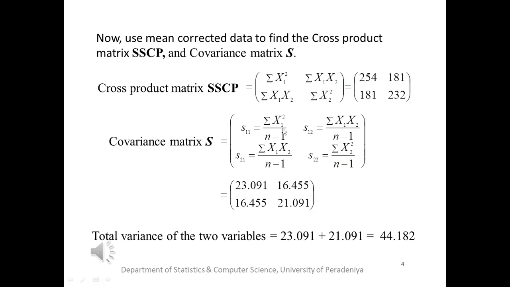Now, we use mean corrected data to find the cross product matrix SSCP as shown here, and the covariance matrix S using this expression. Note that the covariance of the two variables x1 and x2 is 16.455. The total variance of the system is 44.182.